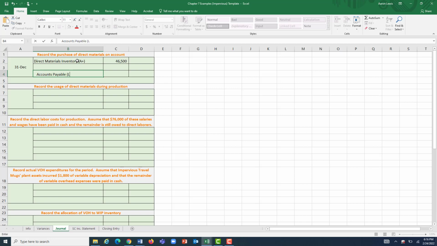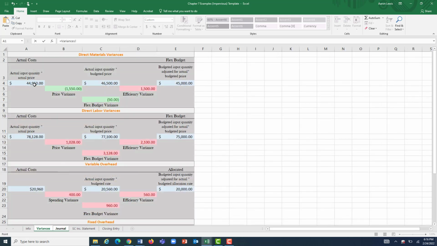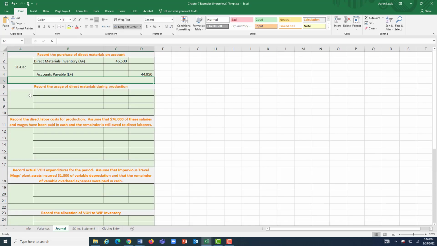So I'm going to credit accounts payable, increasing that liability. When we put this liability in the books, we don't owe the people that we bought these from at the rate of what should have been. We owe them the actual amount that we paid for it. So if we go back to our variances, the actual cost of our direct materials was $44,950. So that is how much we're going to put our actual accounts payable on the books for.